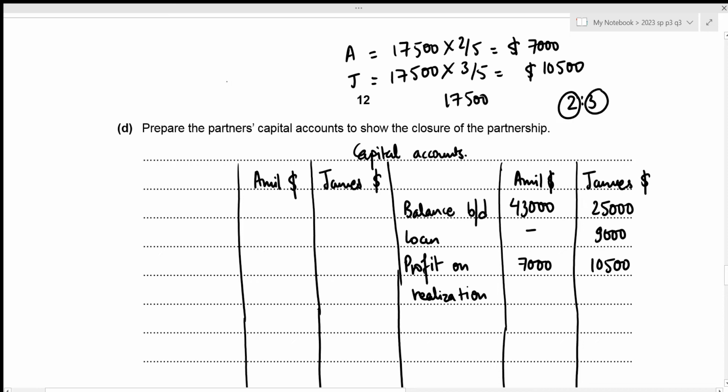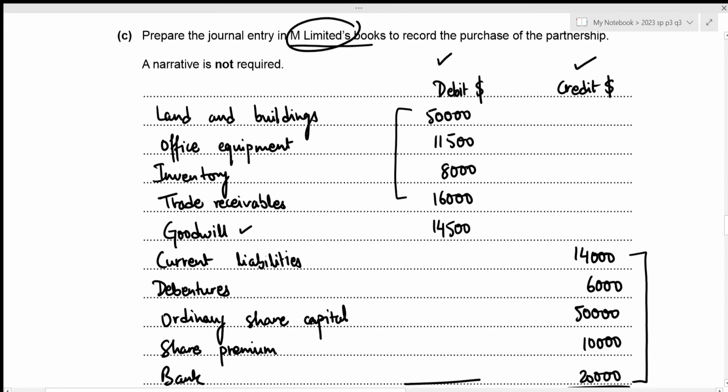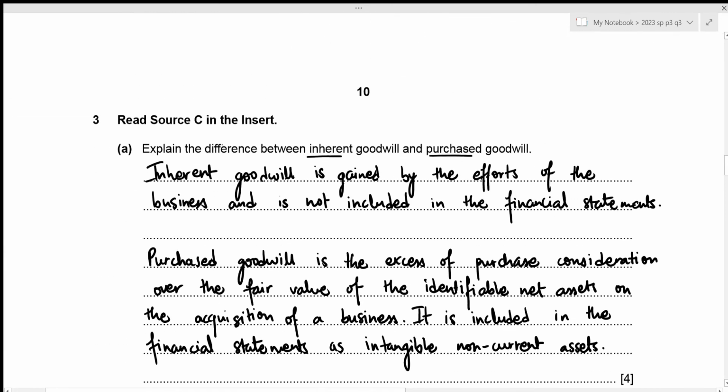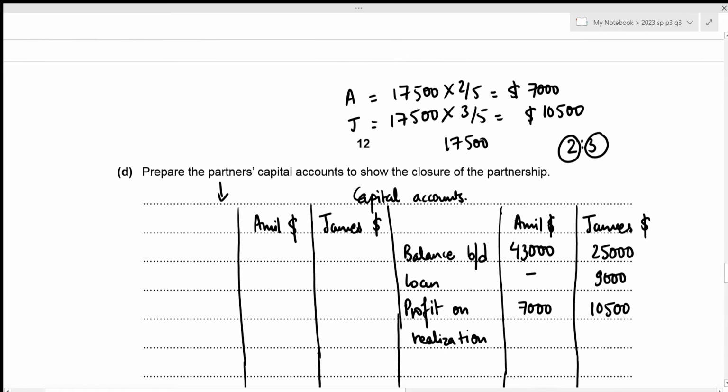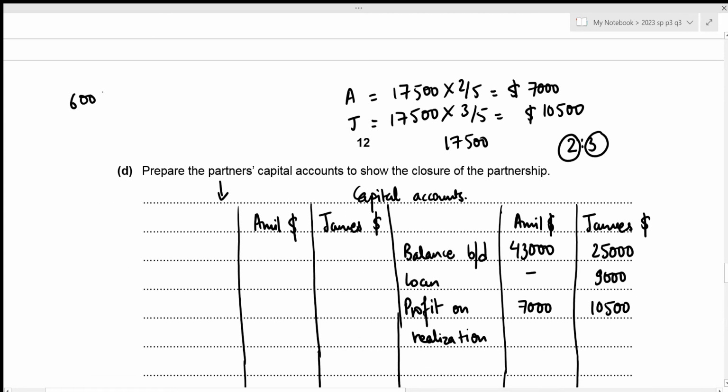Now we need to record all of the amounts that they will receive from M Limited on our debit side. Let's have a look above. As their total shares, they will be getting the amount of 50,000 plus 10,000, right? So total share amount will be 50,000 plus 10,000, which results in 60,000. And we are told that this is to be allocated to Amil and James in their profit sharing ratios. So let's figure it out. The total value is of 60,000. And we're talking about ordinary shares provided by M Limited.